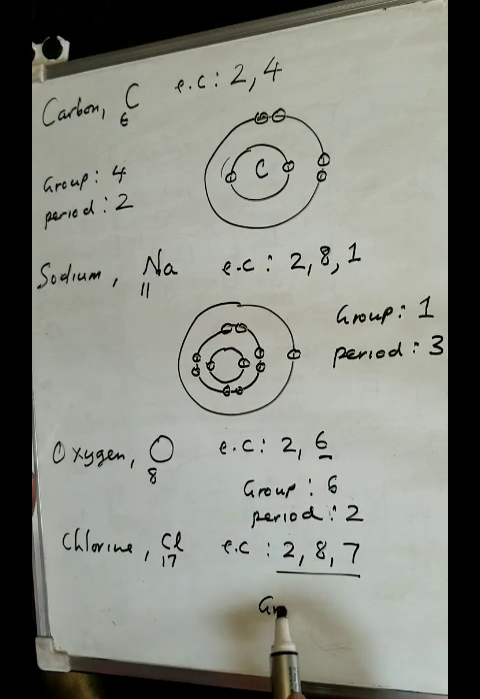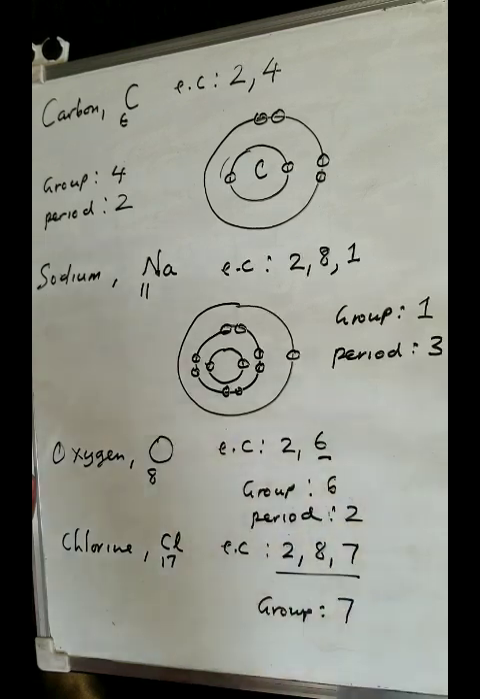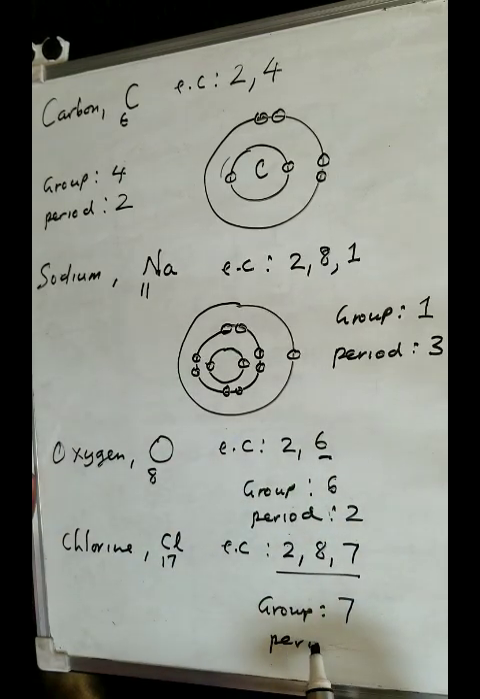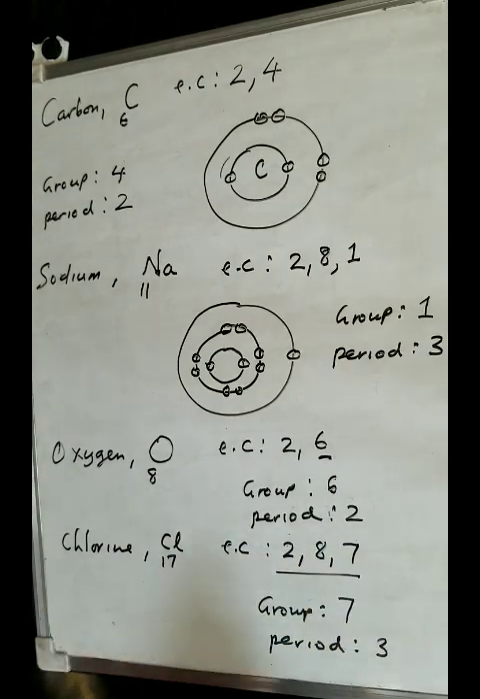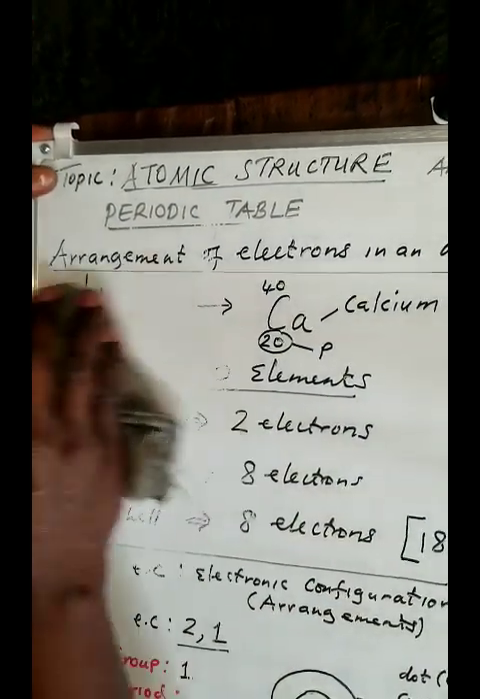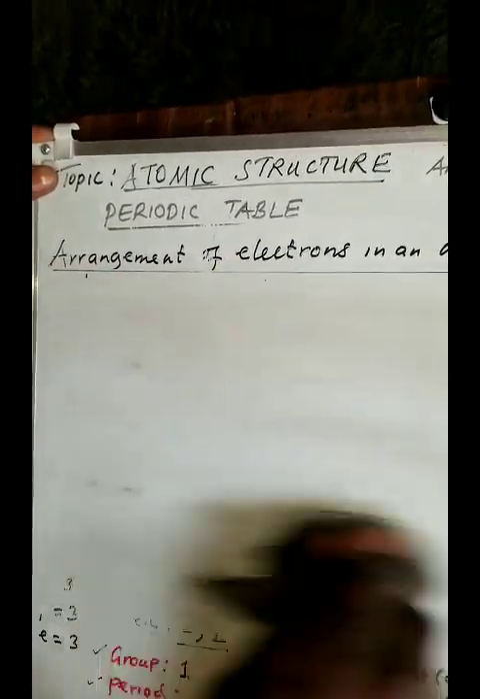So to which group does chlorine belong? Yes, you are right, 7, because there are 7 electrons in the outermost shell. Which period? Yes, it is actually period 1, 2, 3. So 3 shells have been filled with electrons. So you can draw that. Let me show you another one. Then we move on and look at something that I want to tell you.